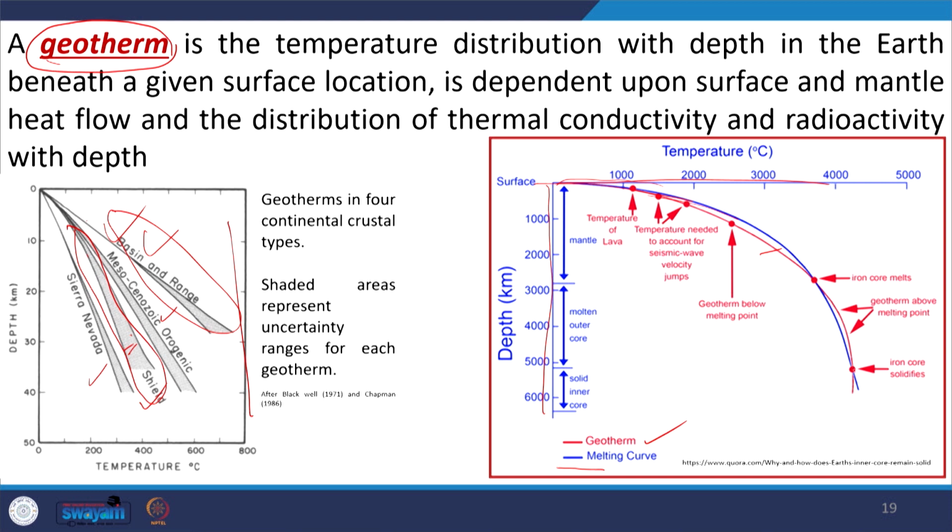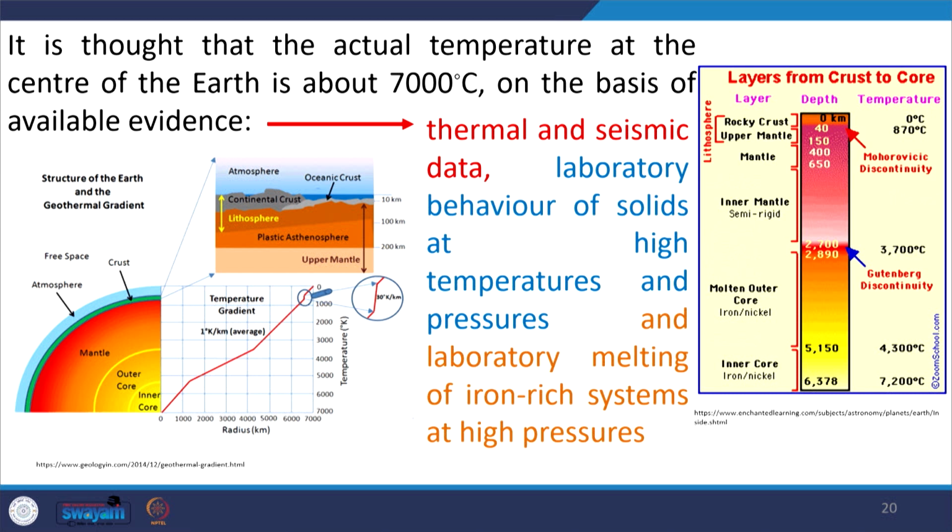Again, once it reaches the base of the outer core, the geotherm is lower as compared to the melting curve. That means it becomes solid again. It is thought that the actual temperature at the center of the earth is about 7000 degrees Celsius on the basis of available evidence. What is the available evidence? The thermal and seismic data.